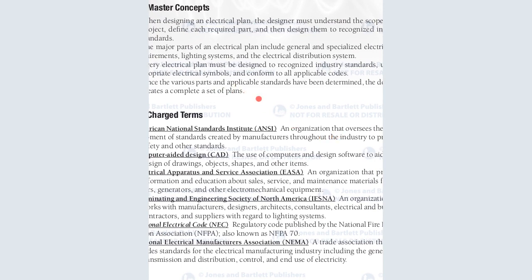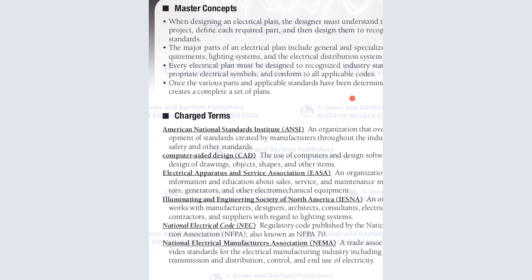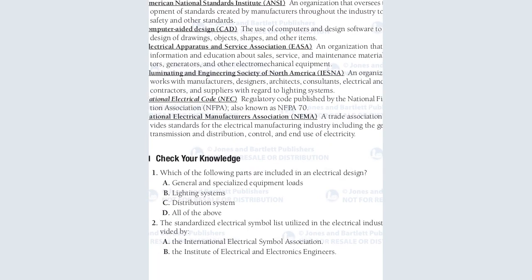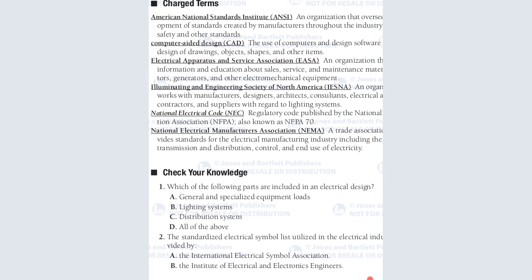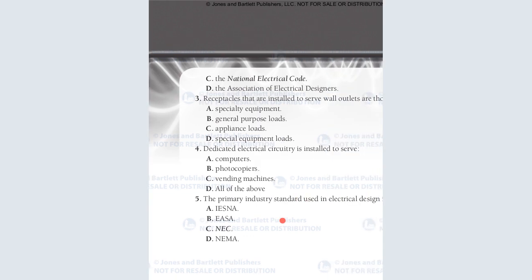And then once the various parts of the applicable standards have been determined, the designer creates a complete set of plans. Okay, so you can check your knowledge here. Each of the following parts include the electrical design: the general specialized equipment load, lighting system, distribution system, or all of the above. So these are things that you can find out by yourself if you have been able to understand.